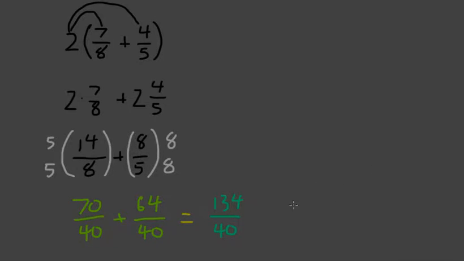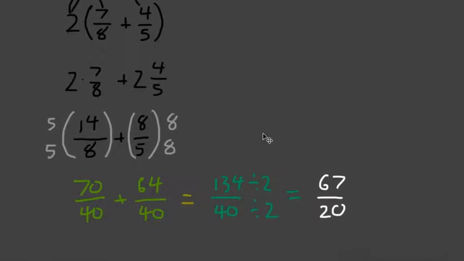Now, that's an improper fraction. We could make that proper. And the way we do that is we could reduce it if we wanted to. And how could we reduce that? Well, you could divide both by 2. And when you divide this by 2 and this by 2, we're going to get 67 divided by 20, I meant to say. Let's get some room here.